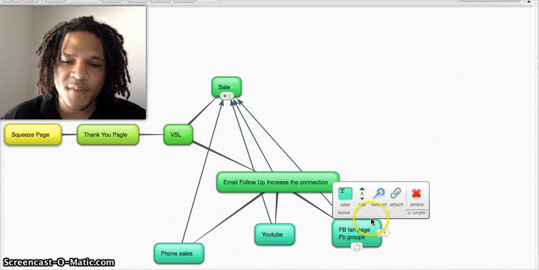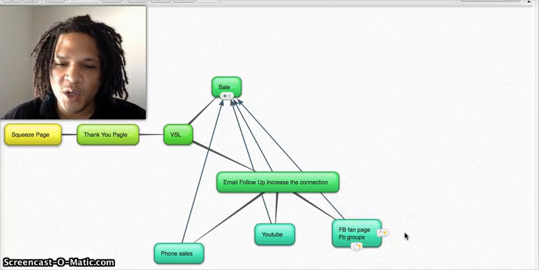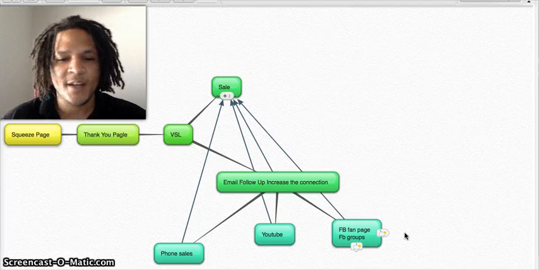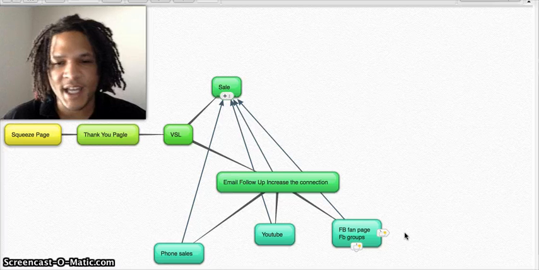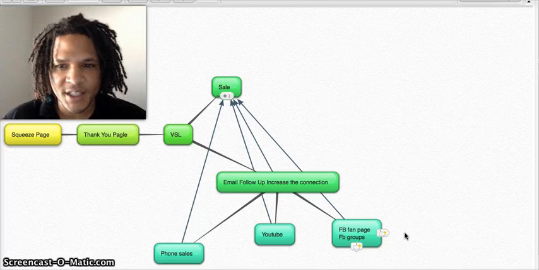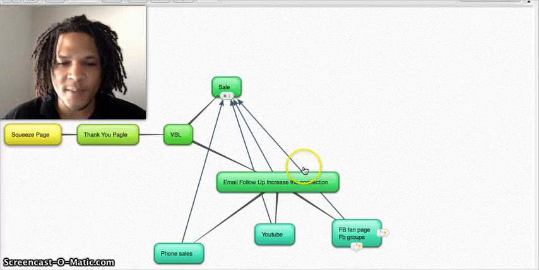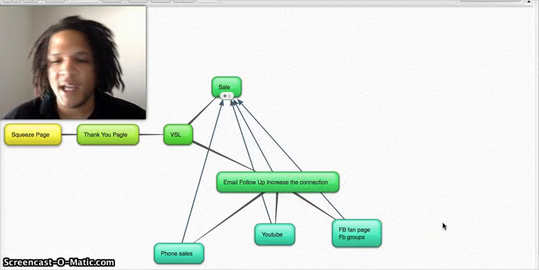So send them to Facebook. You can create Facebook groups to send them to. If you have LinkedIn pages, you can send them there. And all this is trying to increase the connection. It's the same thing as if you were going to send them something in the mail, but this is all online. And you can do this automated through your email follow-up series. You can put in, hey, go to my Facebook.